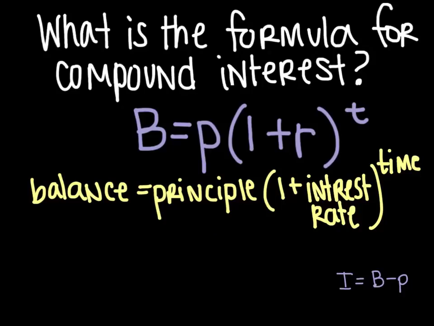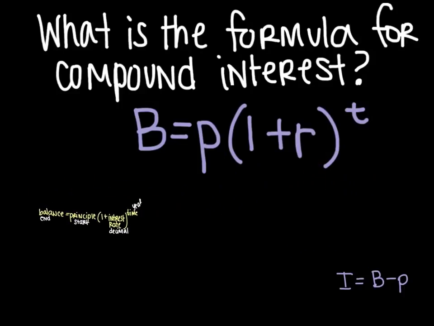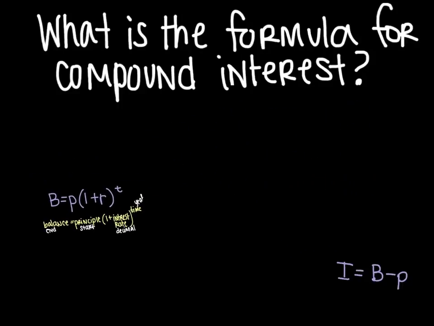Now, a couple of things. Principal is your starting amount. Balance is then your ending amount. Interest rate is as a decimal, always, always, and time is in years. So just make sure you are noting those important details, because they will be helpful when we solve the problems.